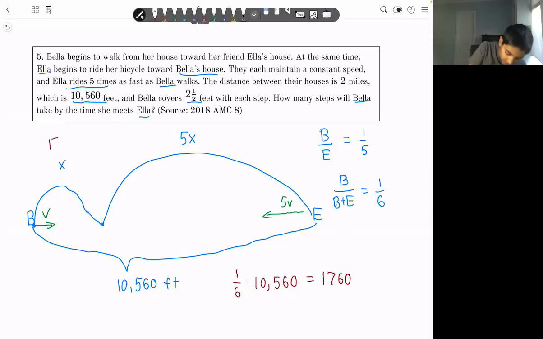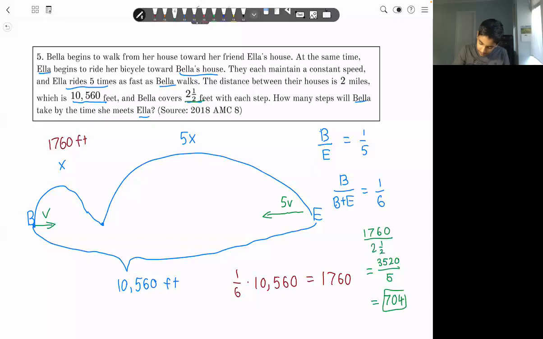So this distance is 1,760 feet. And let's find out how many steps she took. So 1,760 divided by 2.5. We can essentially simplify this by multiplying by 2 on both sides in order to get integers. So we have 3,520 over 5, which we can evaluate to get 704. So 704 steps Bella takes by the time she reaches Ella.